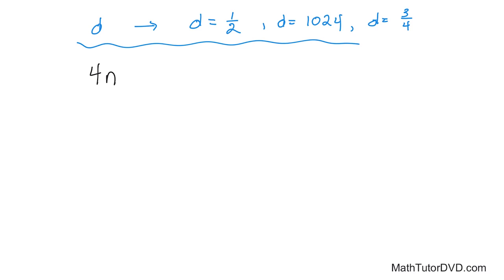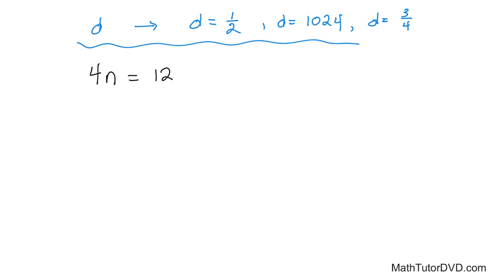4n is equal to 12. Now this is the kind of thing you see all the time in your algebra book. First of all, you have the number 4, and then you have a letter written right next to it. When you see a letter and a number written right next to each other, it means multiplication.